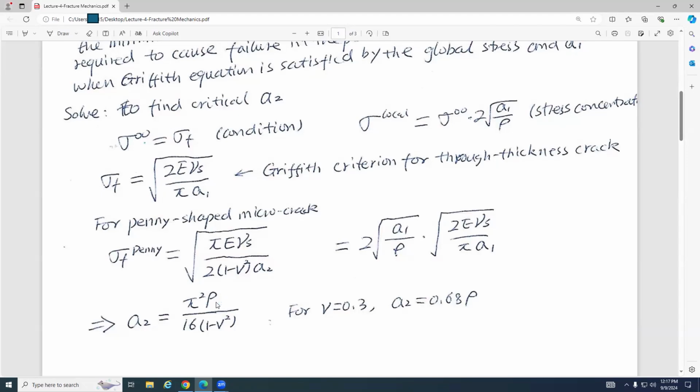Then we have one equation, and you can just get this A2. I want you guys to derive this one a little bit.